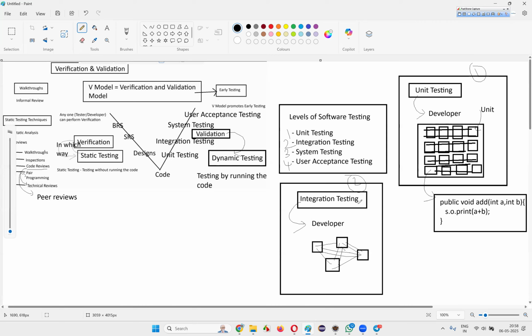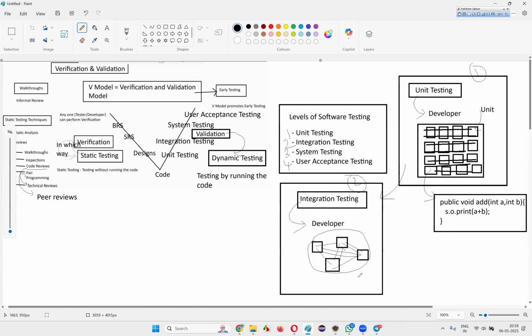Now integration testing is at level 2. After unit testing is done, integration testing will be done by the developer only. Here logical units will be connected together. The units that were tested independently in unit testing, once they are working correctly, will be integrated together. That's why we call it integration. They will be grouped together and tested to see whether they work fine together.